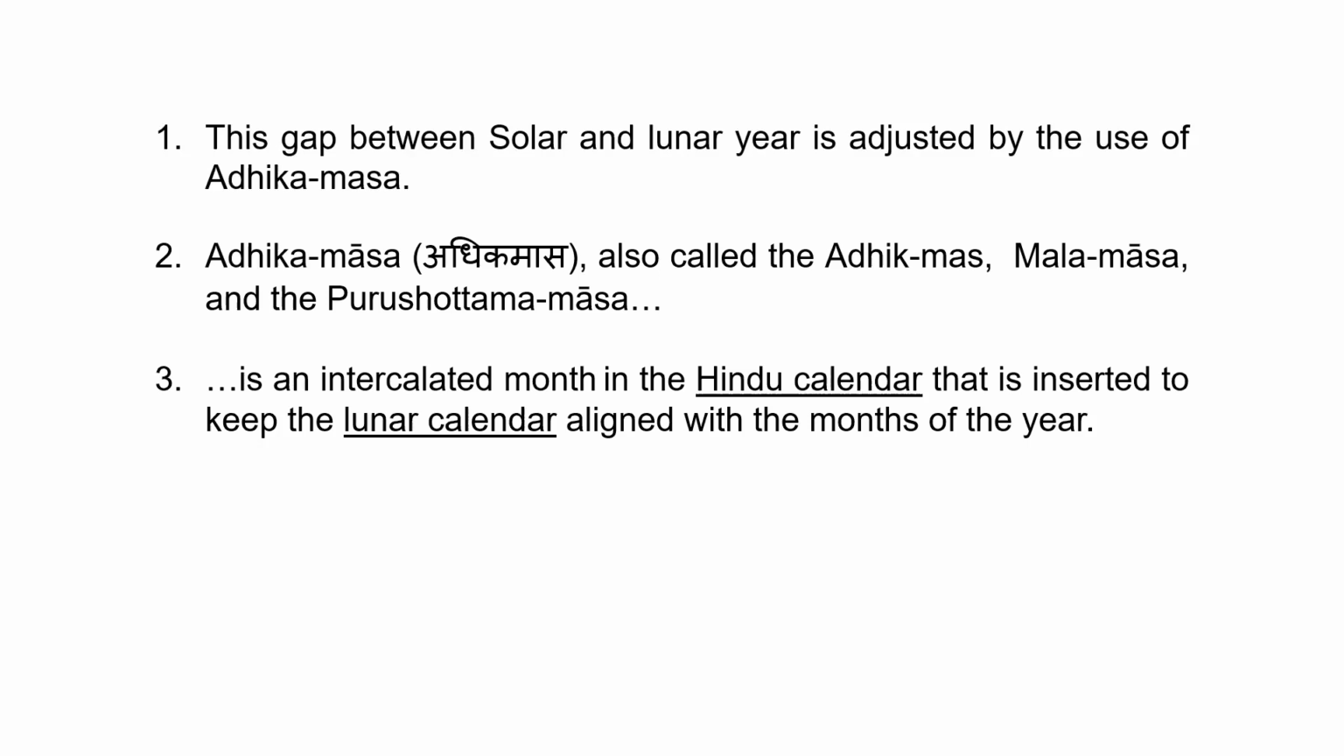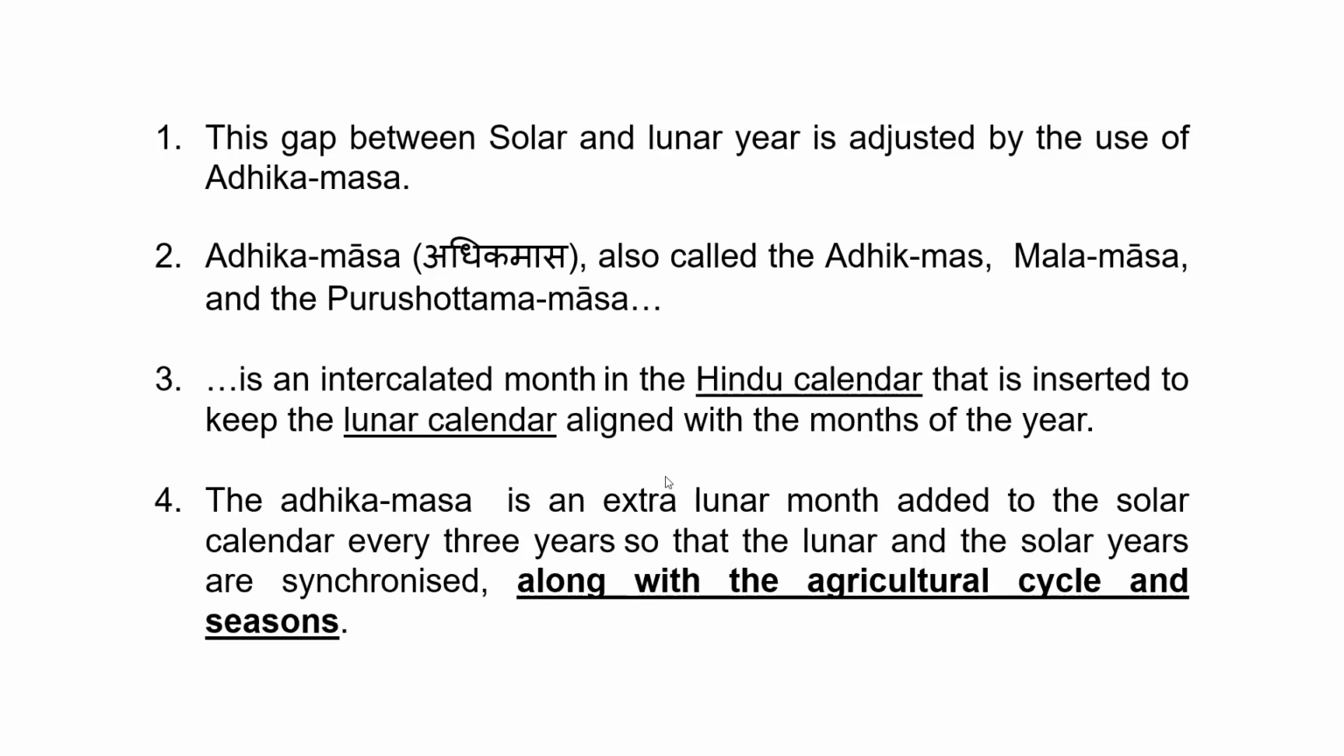Now, this is important to understand. This is done in order to ensure that the lunar calendar is aligned with the months of the year. Now, what do we mean by that? Well, the Adhika-masa is an extra lunar month added to the solar calendar year every 3 years. We just read, on an average every 2.7 years. But remember, it's on an average, so that the lunar and the solar years are synchronized.